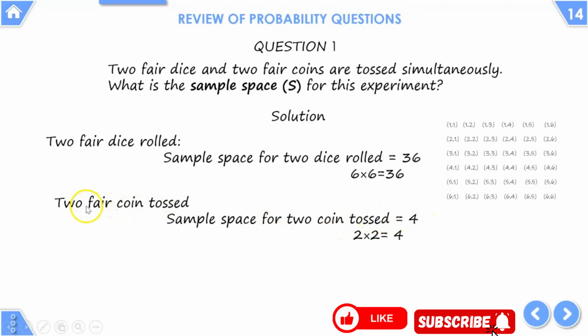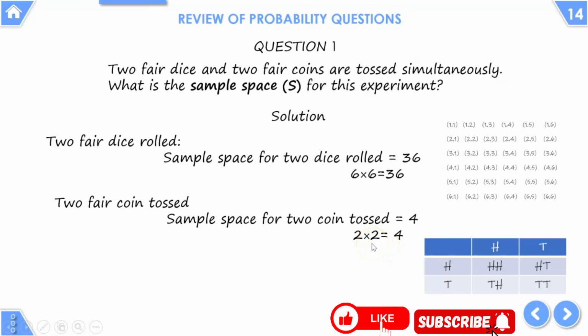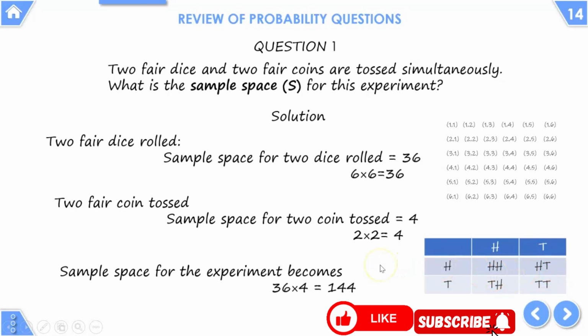Why? When you toss a coin, you are going to get the head and the tail. And then you combine that with another coin that has also a head and a tail, and that will give outcomes like this. Combining head and tail with another head and tail, you get these outcomes. And having these outcomes, the sample space for the experiment becomes 36 for rolling 2 fair dice combined with 4 for tossing 2 fair coins, which becomes 144.